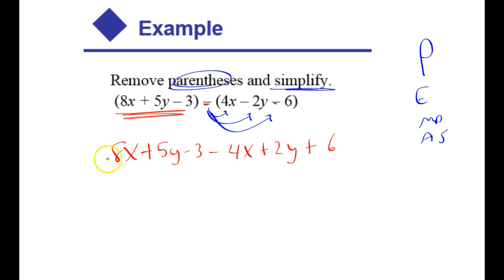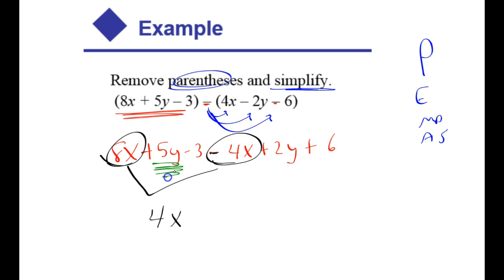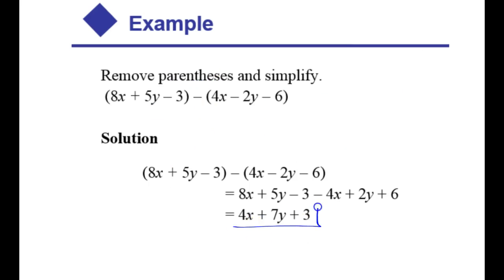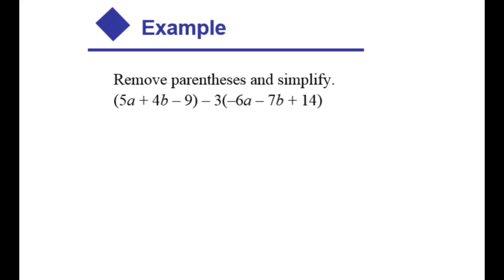Then combining some like terms, I've got 8x, take away 4x. Notice I'm grabbing, instead of a minus, I'm saying negative 4x. So 8 minus 4 is 4. I'll move on to the y terms, 5y and 2y. They're both positive, so add, keep the common sign. And the negative 3 and the positive 6, signs are different, subtract, keep the sign of the larger. So I would have 4x plus 7y plus 3 for a final answer.